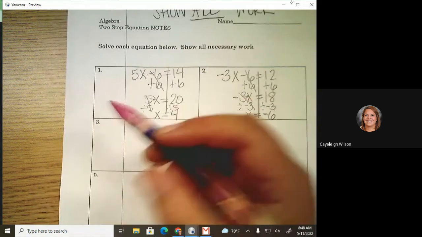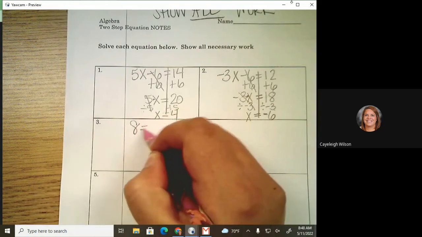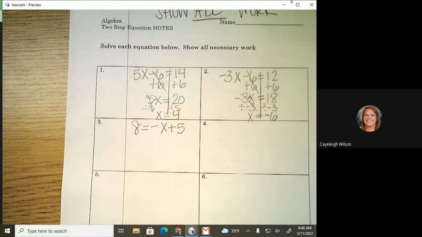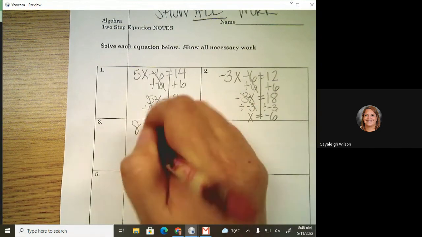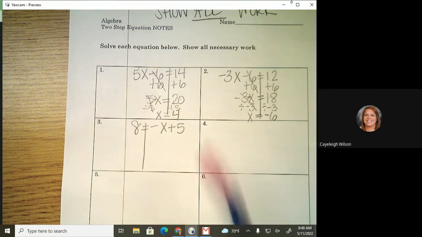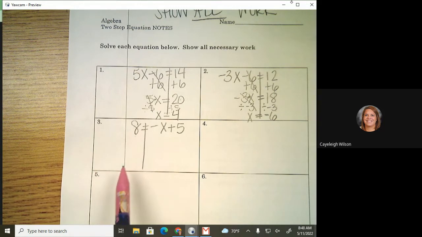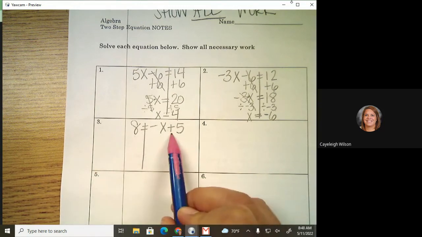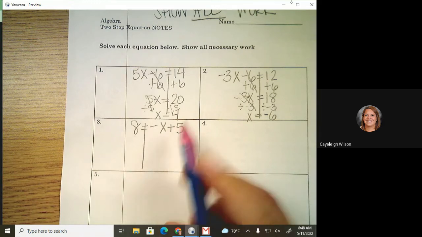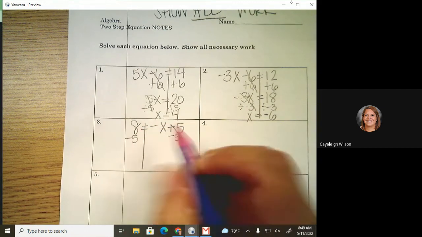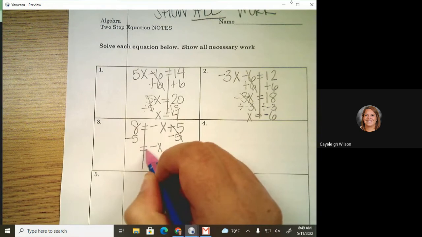All right, let's do this one together. So 8 equals negative x plus 5. Okay. So remember, just because this number is written first does not mean you do it any different. You're first going to start out by looking at the side that the x is on. So I look over here, the side that the x is on, and I see a plus 5. I always undo the addition and subtraction first. So to get rid of the plus 5, I'm going to minus 5 from each side. So 5 minus 5 is 0. That leaves me with negative x equals 8 minus 5.